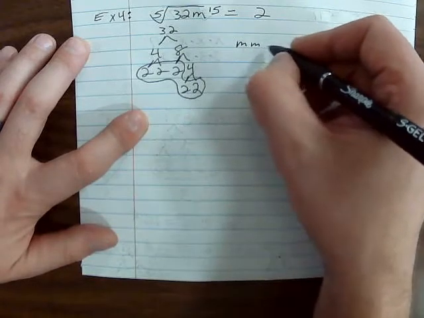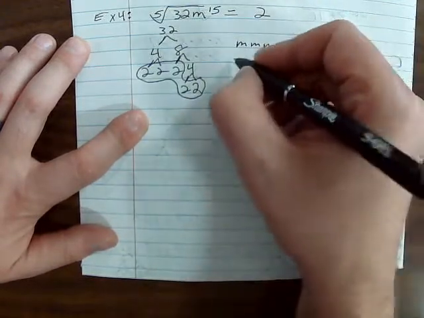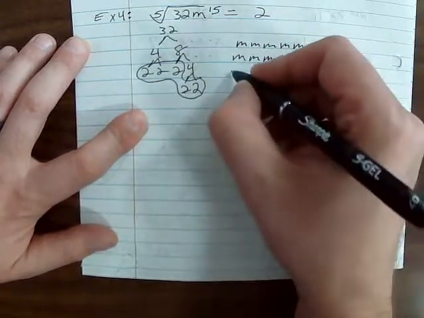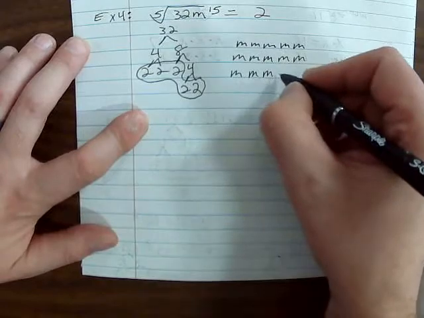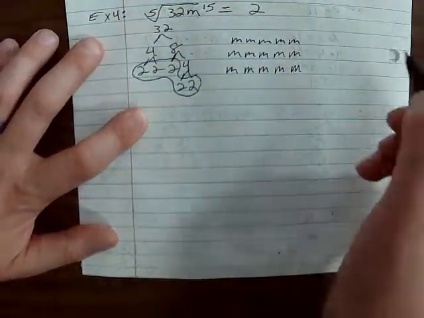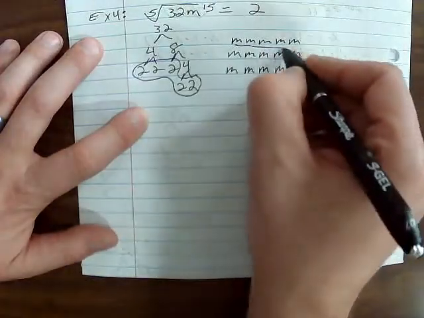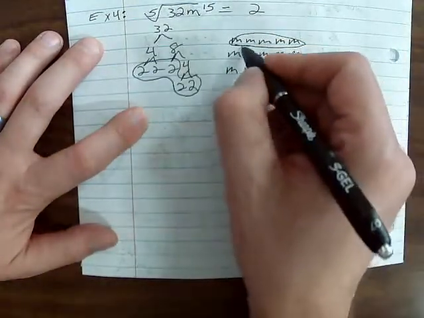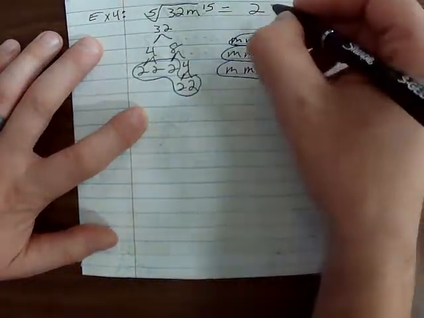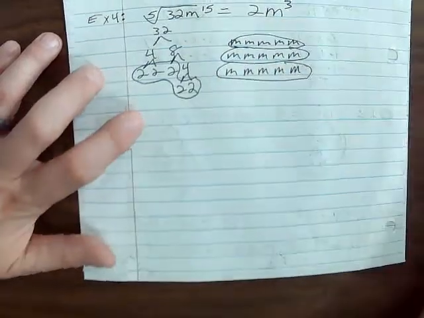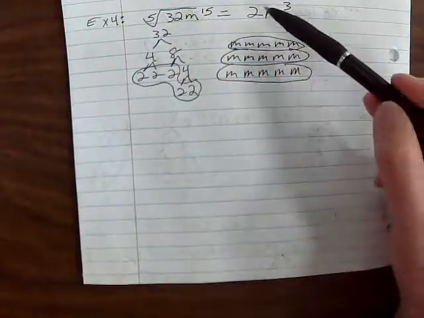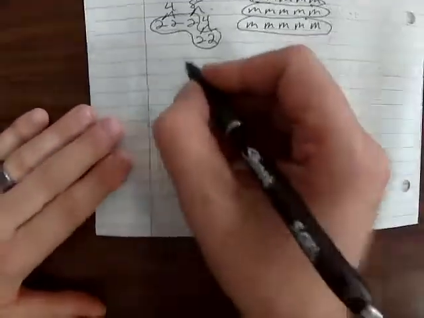I have 1, 2, 3, 4, 5, 6, 7, 8, 9, 10, 11, 12, 13, 14, 15. In order to get out from under the radical, they need groups of 5. So here's one group of 5. Here's the second group of 5. Here's a third group of 5. So that would be m cubed. Or what I could have done is said, is 15 divisible by 5? Yes, it is. m cubed. Either one of those will work.